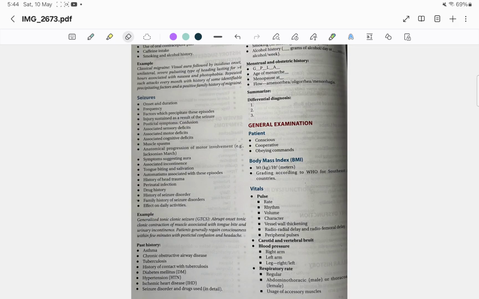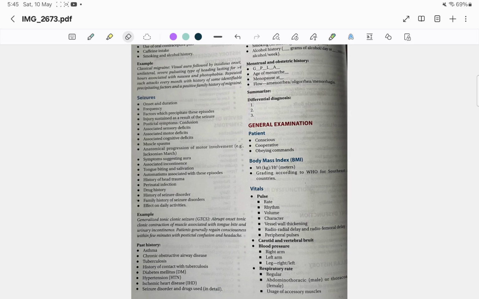Then we have blood pressure. Blood pressure may be high in hemorrhagic stroke, and in thrombotic stroke it varies, because hemorrhagic stroke patients will have a sudden high BP, not chronic, and thrombotic stroke patients will have a high BP which is chronic, in hypertension patients.